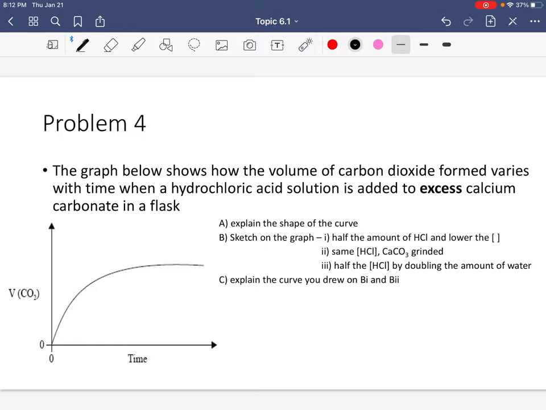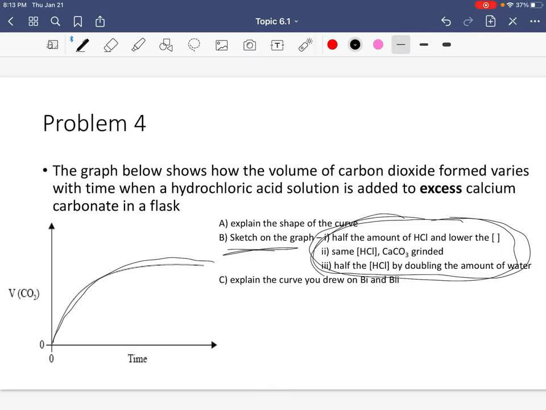This one I love. I love this question. Here's a rate graph. How would the rate graph change given these scenarios? The first one, half the amount of HCl, lowering its concentration. The second one, same concentration of HCl, but the other reactant is going to be ground up. I want you to sketch on this graph how it would look with these changing conditions. Try those, and we'll take it up the next day.